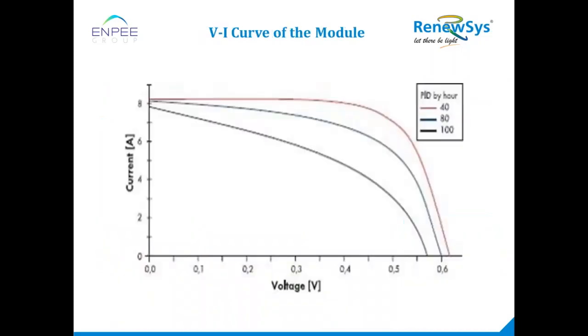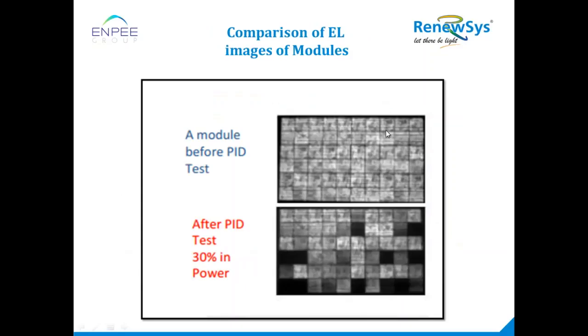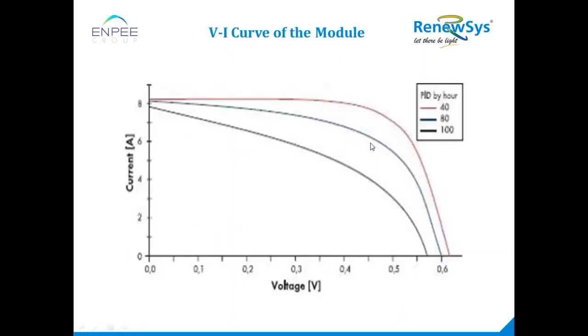This is a typical IV curve. Once the testing is done, how does it look depending upon the duration of the test? If you look into it, a typical module which is tested for 48 hours has an IV curve like this, where the fill factors are still reasonable. Once the test duration is doubled, you see there is a drop in the maximum power point, thereby impacting the fill factor of the module.